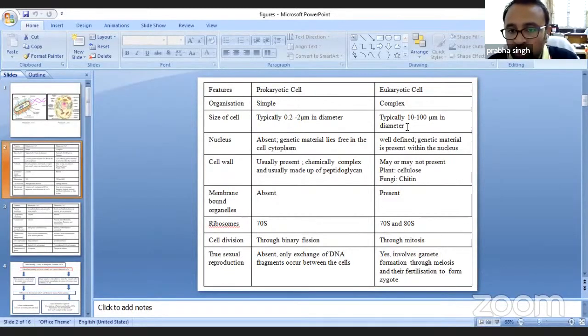Like in the process of conjugation, if you recall your microbiology, we have F plasmid, which moves from the donor bacterial cell to the recipient bacterial cell. But there is no such movement of the chromosomal DNA.